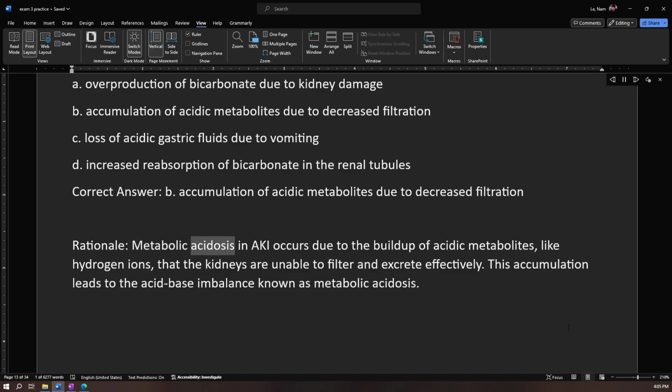Rationale: metabolic acidosis in AKI occurs due to the buildup of acidic metabolites, like hydrogen ions, that the kidneys are unable to filter and excrete effectively. This accumulation leads to the acid-base imbalance known as metabolic acidosis.